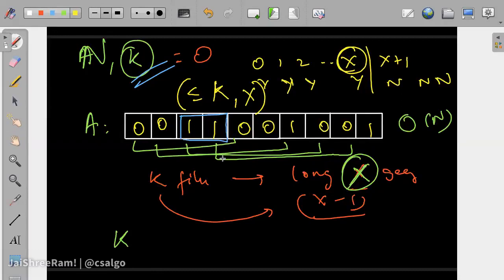Also, you don't actually need prefix sum in this particular problem. What you can do is maintain a window. Find out the number of zeros in this range, and as I move to the next one, remove this element and add this element. If this is a 0, decrease the count. If this is a 0, increase the count. That's it. Make sense?